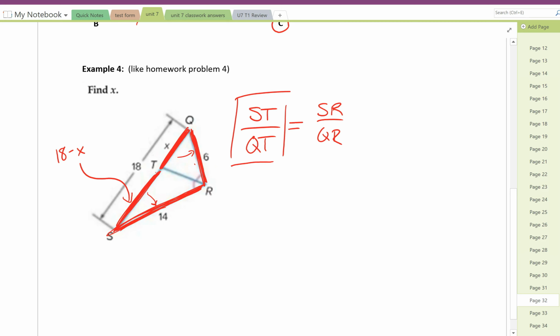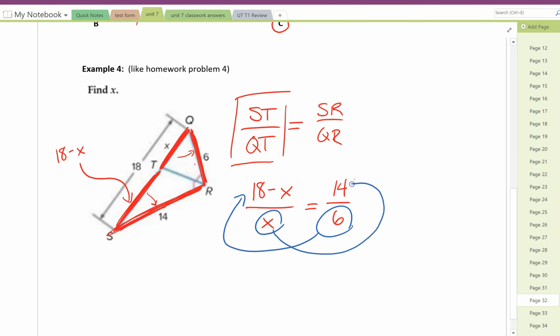All right, so let's plug in what we know and solve for what we don't. ST, that's the one that I'm calling 18 minus X. QT is the one that they gave us as X. SR is 14 and QR is 6. Okay, so same as always, when I have a situation like this, I'm going to cross multiply. On the left, I'm going to have 6 times this whole thing, 6 times 18 minus X. And on the right, I'm going to have X times 14, which is just 14X.